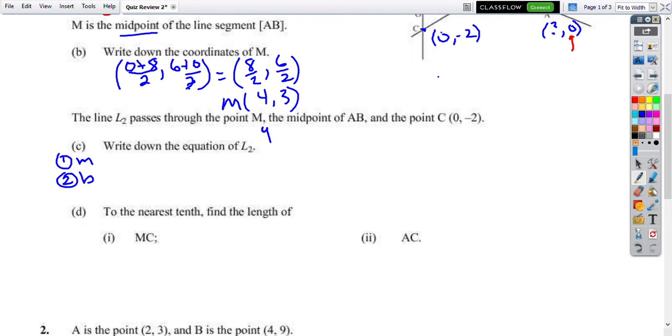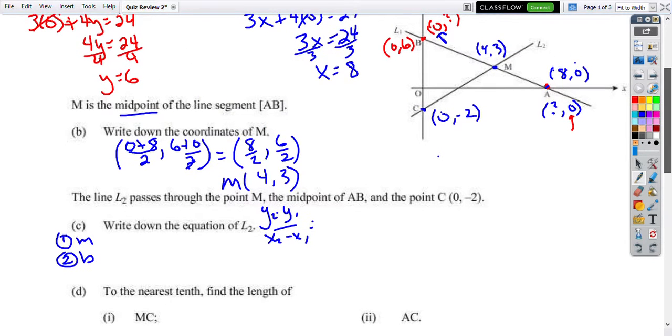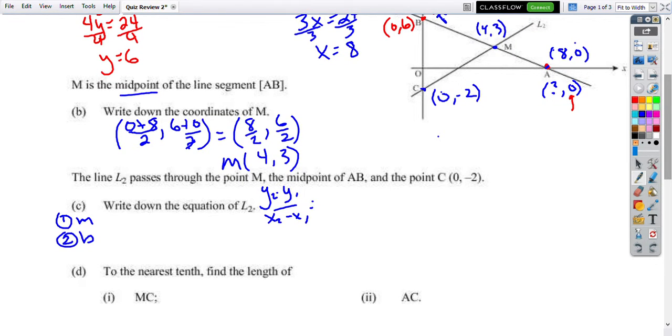Remember, it's y2 minus y1 over x2 minus x1. So we're grabbing B first, which is actually not B, it's C and M. So we'll grab C, so y2 is -2 minus M, which is y1, so that's 3, over 0 minus, and we'll go up to M, which is 4. So this gives me -5 over -4, which is +5/4. If you flipped them around and did 3 minus -2, you'd still end up with 5/4, okay?